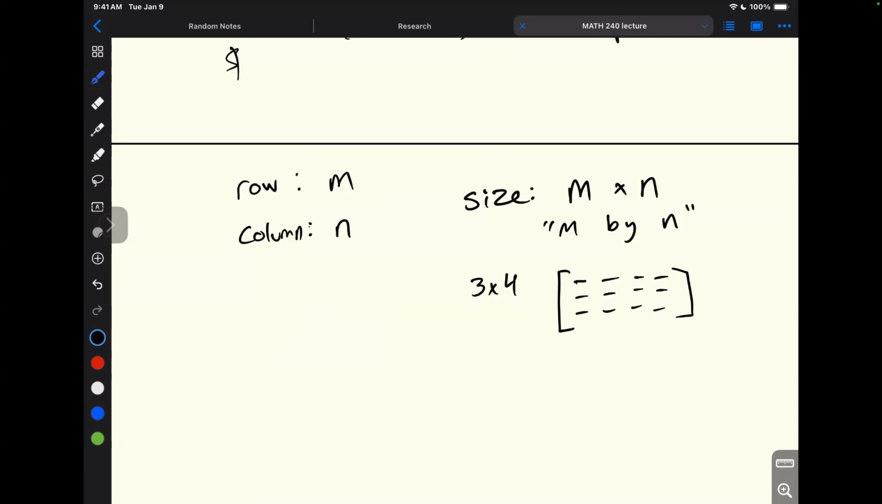Do we have any restrictions on m and n? Yeah, they must be 0 or negative. Right, they have to be positive integers. Sometimes you'll see the Z with a plus, that's positive integers. So m and n are positive integers.